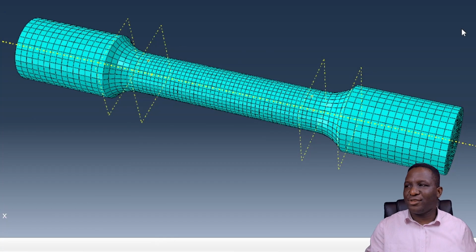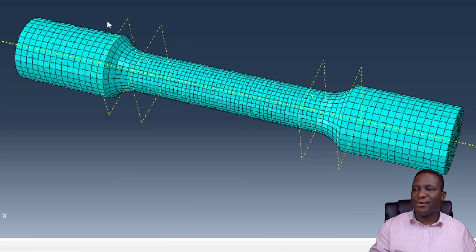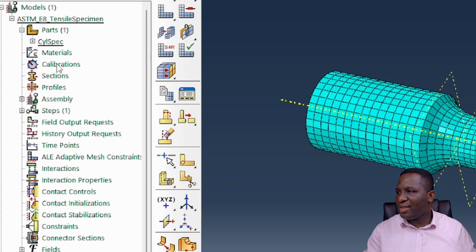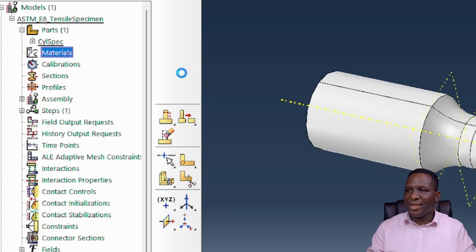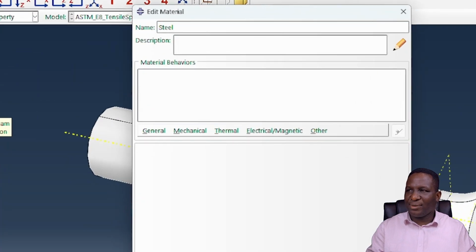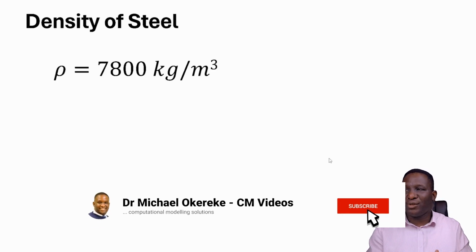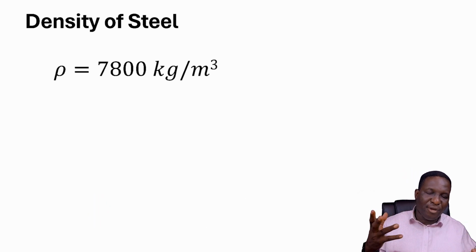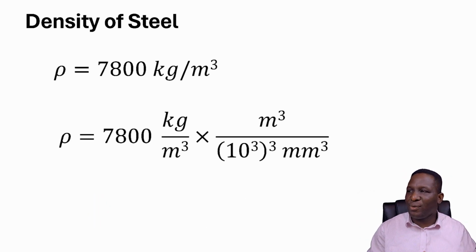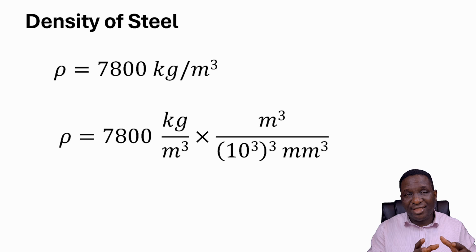The next thing we're going to do is look at the materials. So if we go back in here, under materials, we're going to create a steel material. And the first parameter we need here is the density. You know that the density of steel is 7,800 kilograms per meter cubed, but because our dimensions are in millimeters, we need to convert it from meters to millimeters.